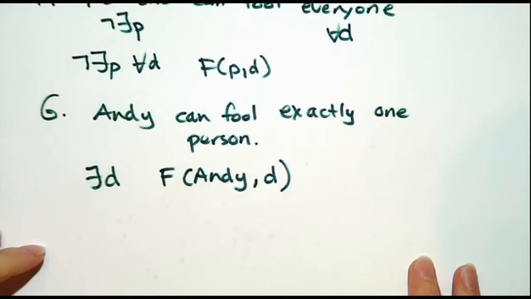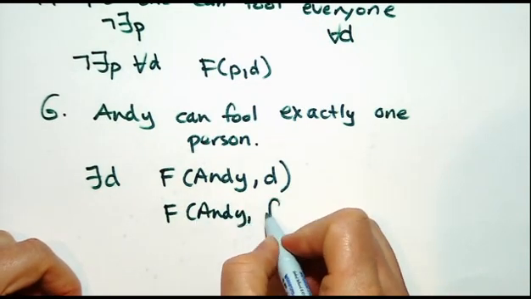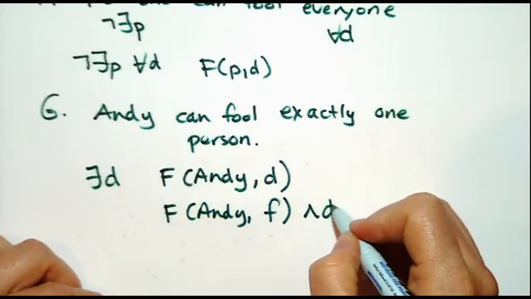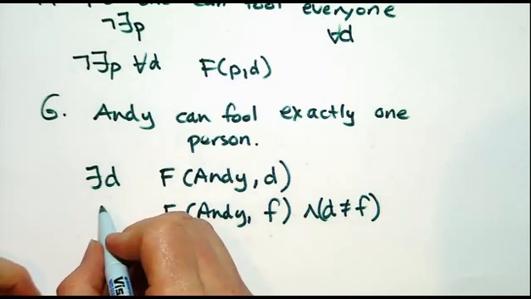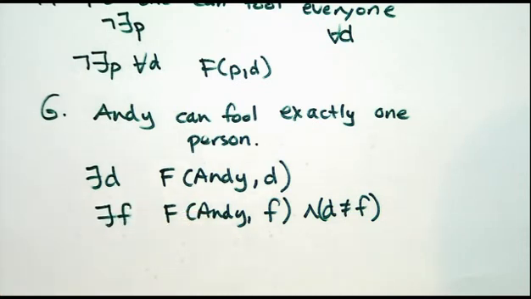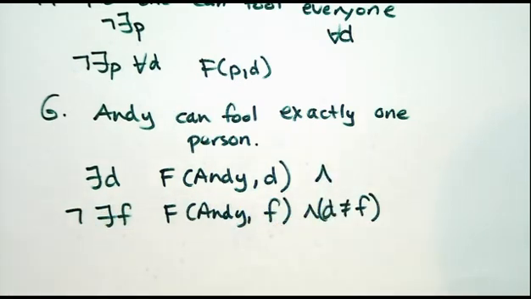Now what I like to do is pretend that there's another person that he can fool. And I have to put D doesn't equal F because otherwise, if I make a variable, it could be the same variable that I had to begin with. So I'm going to suppose that person exists. That is different than my first person. Now, does that person exist? No. So I add those two statements together, but I negate the second one because that second person doesn't exist. So the first one does, but the second one doesn't.